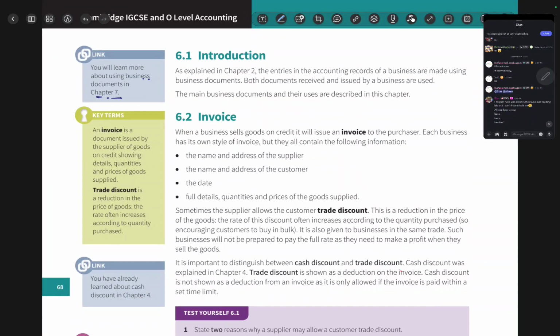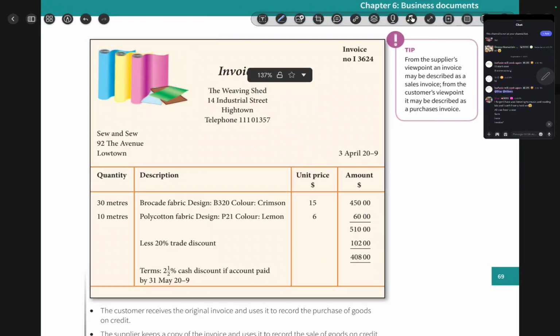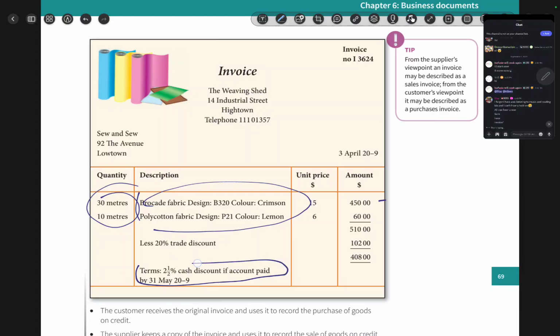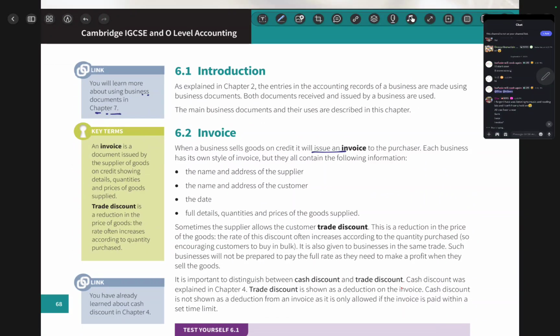So the first thing we have is invoice. When a business sells goods, it will issue an invoice. Okay, well, let's just read the definition. An invoice is a document issued by the supplier of goods on credit, showing the details, quantities, and prices of goods supplied. So like this is the stuff that comes in an invoice. The details, the quantity, the price of goods supplied, and the cash discount and the trade discount. Okay, so basically every single thing comes in the invoice. Yeah, more or less. And then trade discount, we'll look into it.